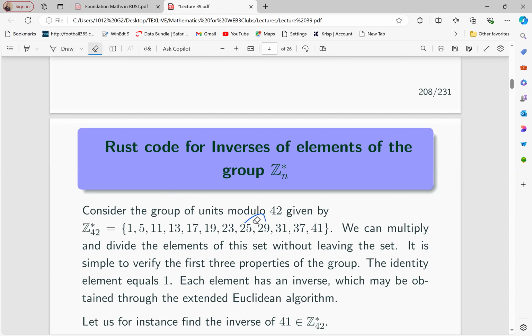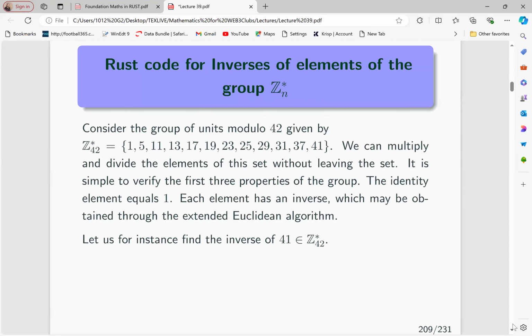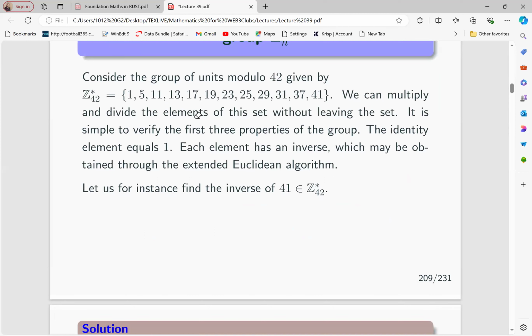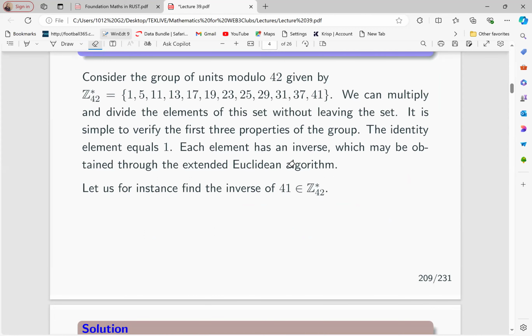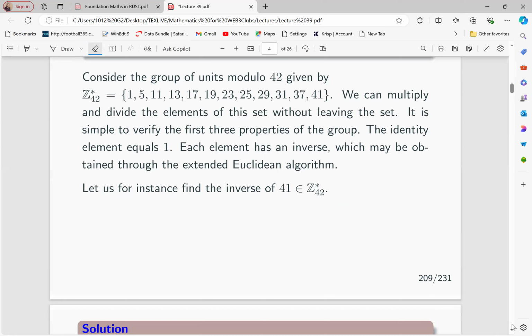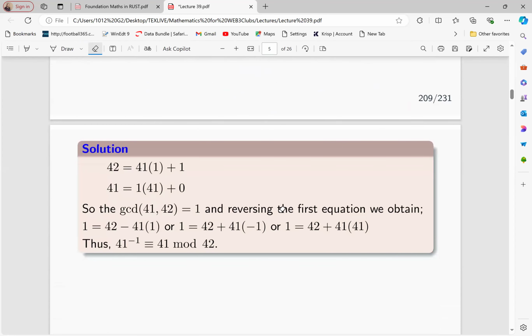We get the inverses the same way we were getting earlier, the inverses of the elements of the group. So for instance, if I want to get the inverse of 41, I would still do the same thing we used to do using the extended Euclid's algorithm. I would take 42 divided by 41. It goes there once and the remainder will be 1. Then 1 into 41, the remainder will be 0. So I just reverse this equation.